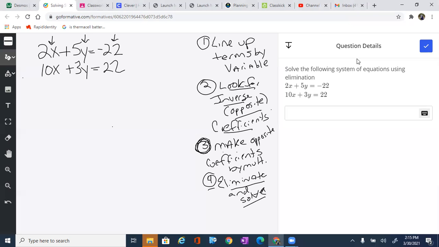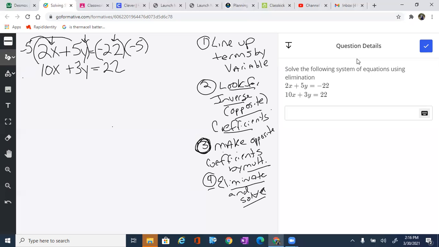We're going to jump down to step number 3, which says make opposite coefficients by multiplication. So I'm going to ask myself, can I make that 2 look like that 10 and make it the opposite? Well, we can do that. If I multiply 2 by -5, that will give me a -10, and I will be able to cancel with that positive 10x. But what we do to one side, of course, we are going to do to the other side.